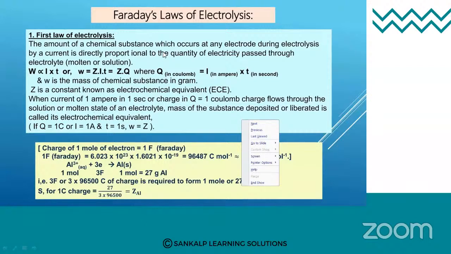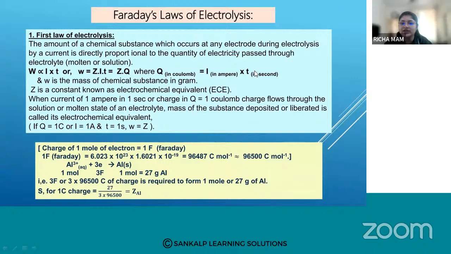The amount of chemical substance which is deposited at any electrode during electrolysis by a current is directly proportional to the quantity of electricity passed through the electrolyte, whether the electrolyte is molten or in solution form. So what happens during electrolysis? When the electrolysis process takes place, when an external electric current is passed, what happens?